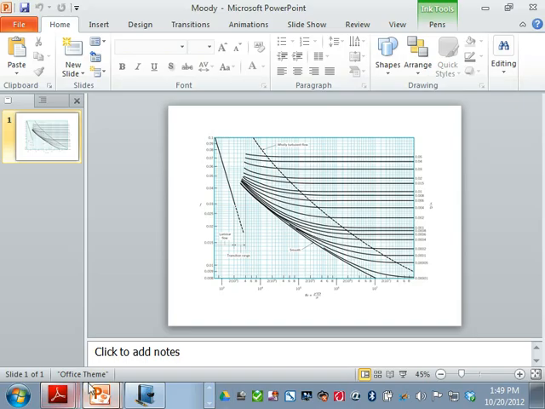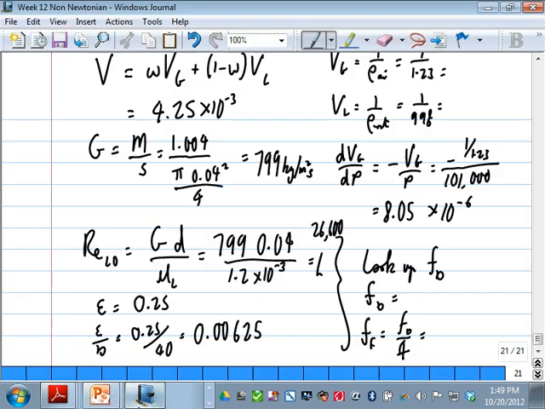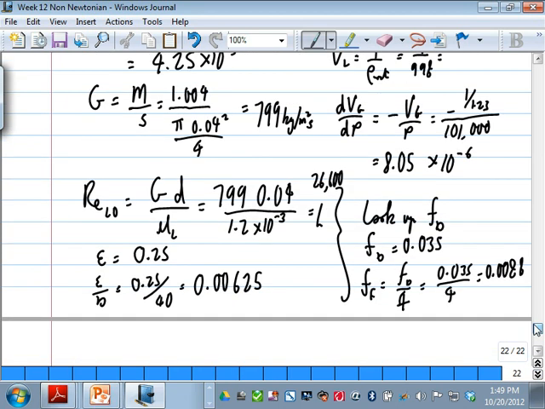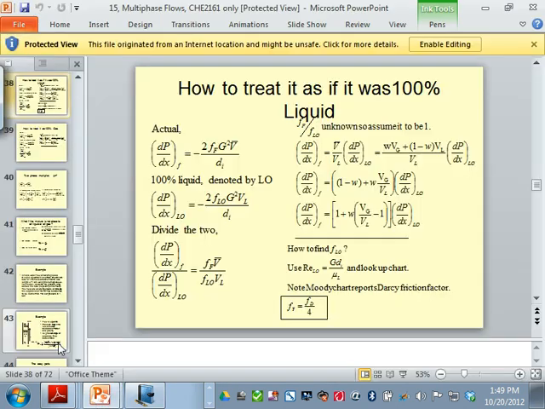Alright. Okay. So F, this one is 0.035. So remember, you need to divide by 4. What is that? 0.00875, about 0.0088. Okay. What are we supposed to do next?